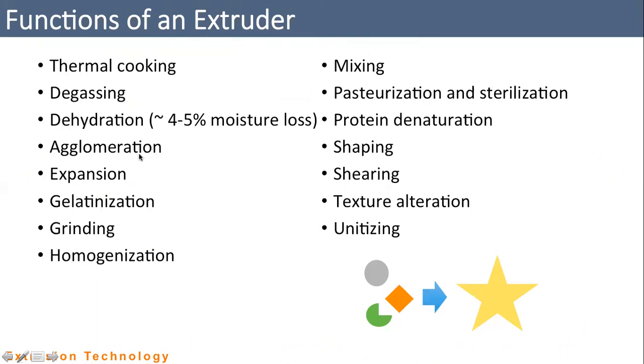And agglomeration, I will explain what is agglomeration. Expansion means NTPT, right? Best example, right? Then grinding is also happening inside the extruders. Homogenization means what? What is the meaning of homogenization? I'll give you an example, right?